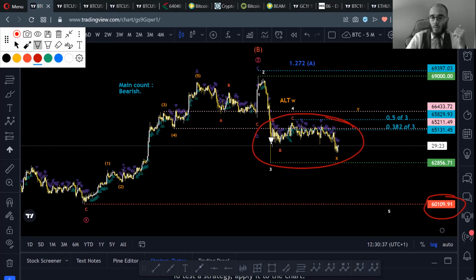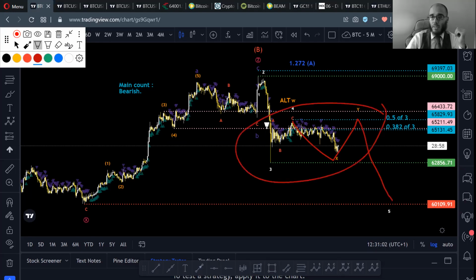Sometimes a wave 4 can be long, but here it doesn't look too long, especially not if we break now 62,856. But I would even call it a wave 4 if we had the wave Y up and then only started the wave 5 down. Even if it would be that long, which would be more extended for a wave 4 and longer than I would like it to be, even then I would still call it a wave 4.